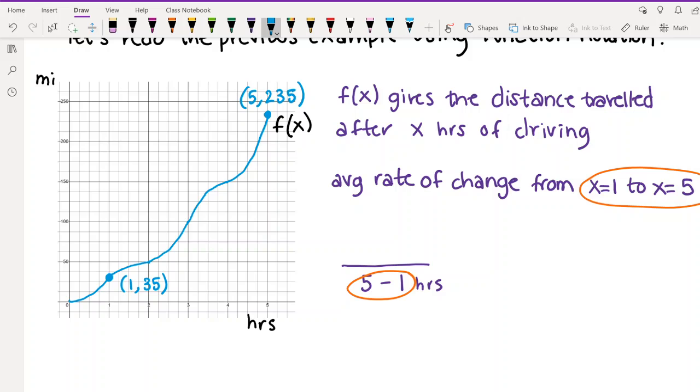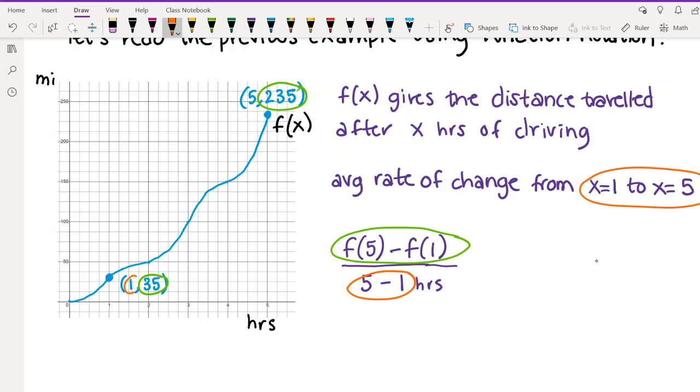What I'm trying to get at here is that the numbers we're actually subtracting to find the distance traveled are the outputs, the y values. How could we express that using function notation? Well, we could just say f of 5 minus f of 1, because f of 5 gives us the distance traveled after 5 hours, and f of 1 tells us the distance traveled after 1 hour.